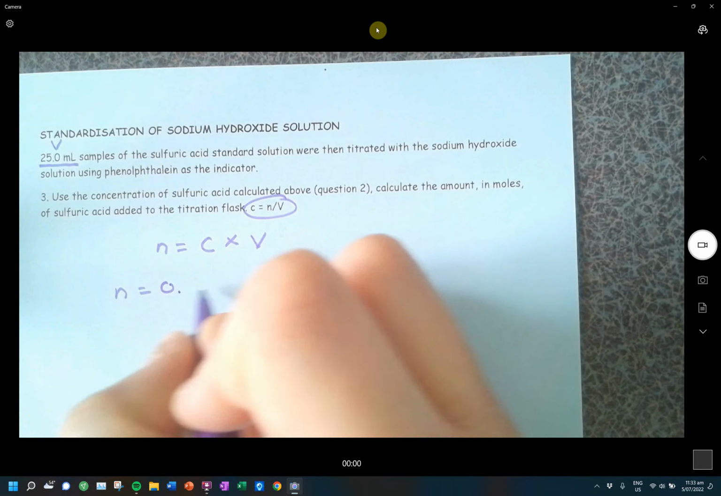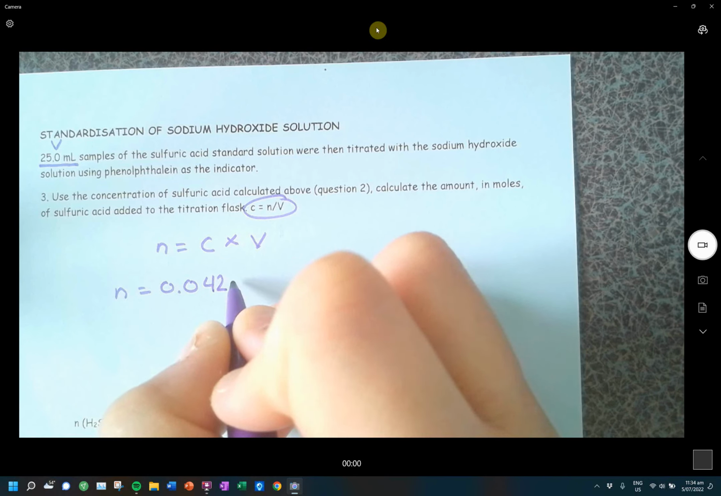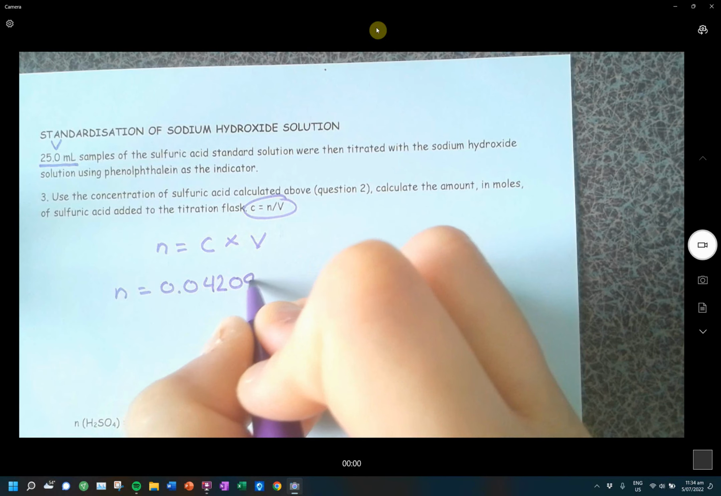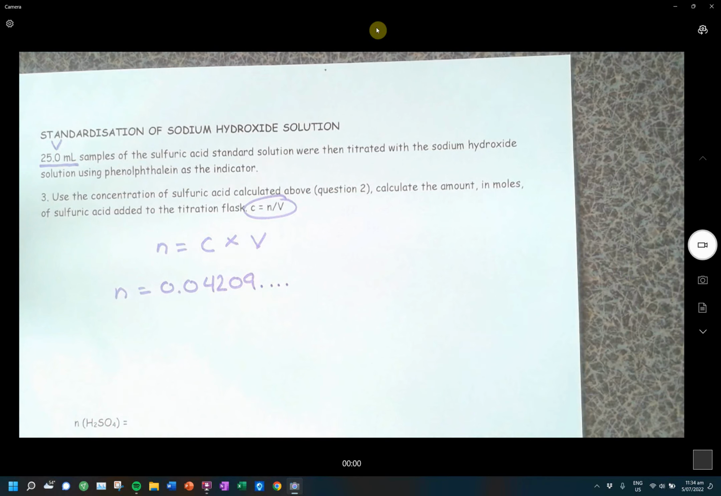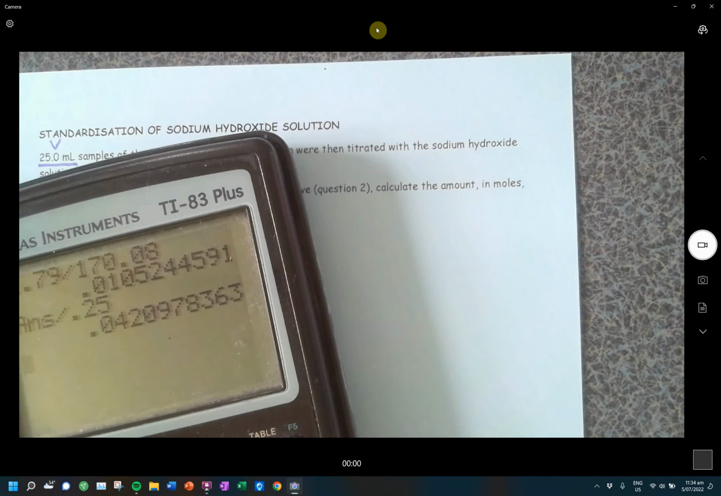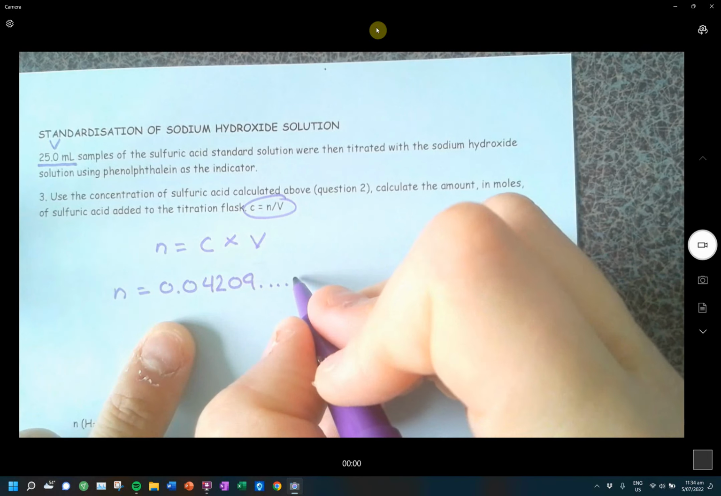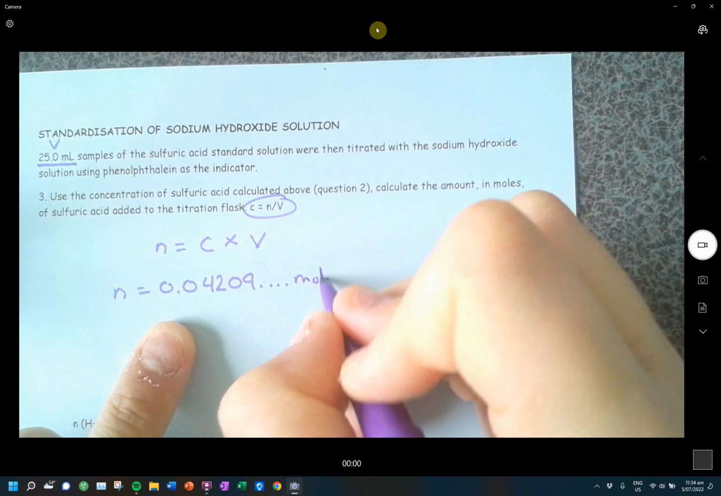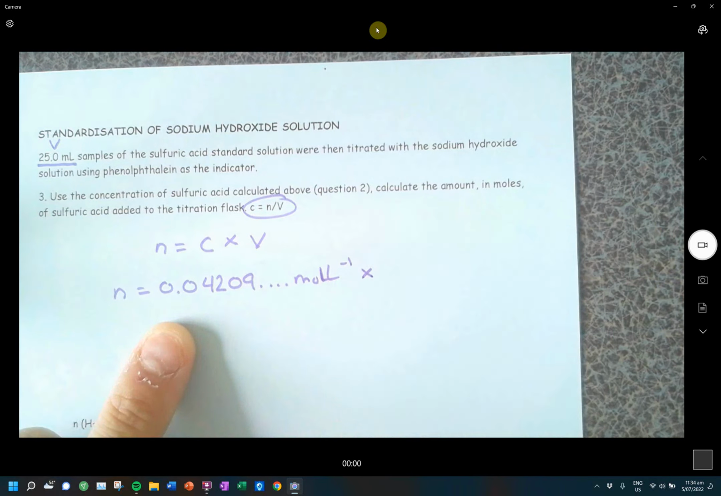If you want to keep your work tidy, I'm happy if you don't write all the numbers down. You just do ... I'm happy for you to do that. Just make sure you use the unrounded number in your calculations. All right, so I have that for moles per liter, and I multiply it by the volume.